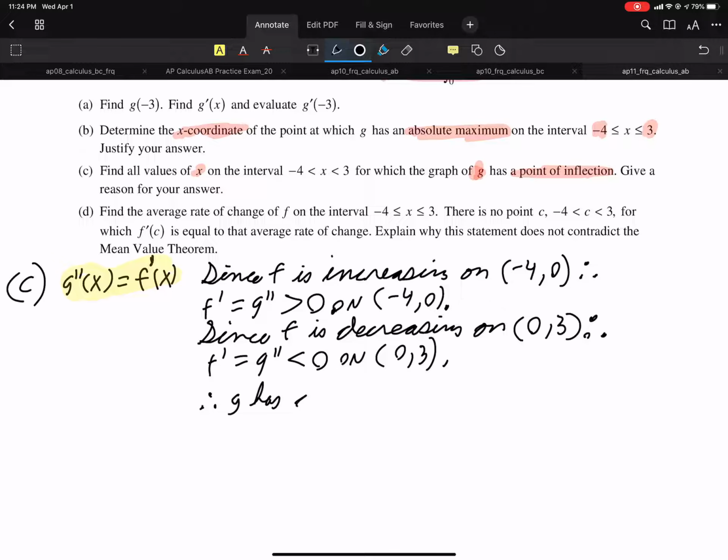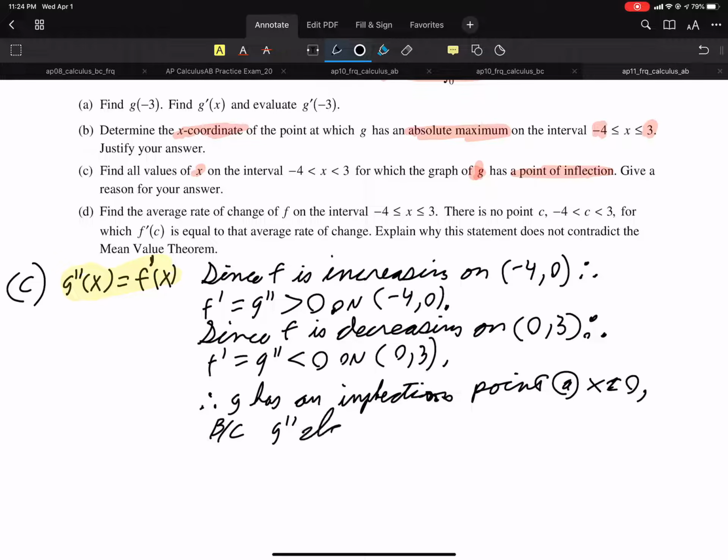Therefore, g has an inflection point at x equals 0 because g double prime changes signs at x equals 0. That wasn't too bad.